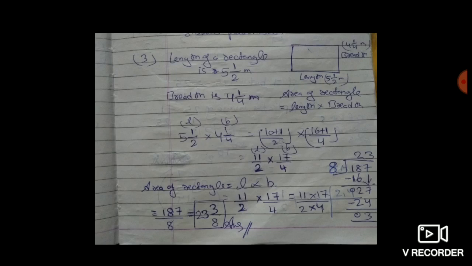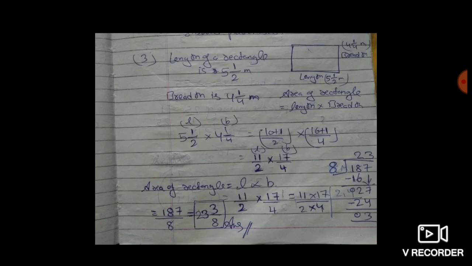Breadth is 4 integer 1/4. Length is 5 integer 1/2 into breadth, that is 4 integer 1/4. Here you can see our question is given in mixed fractions, so we change the mixed fractions into improper fractions. 5 twos are 10 plus 1 is 11/2, and 4 fours are 16 plus 1 is 17/4.